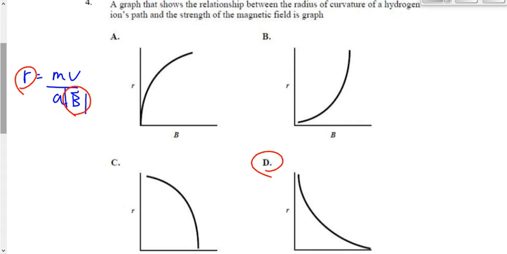Yeah, no, that's a really good way to think of it, actually. There's no absolute endpoint for this, right? As B goes up, R goes down, and R will go down to an infinitesimally small value, but not 0, right? So that has to be D. Does that make sense? As opposed to C.